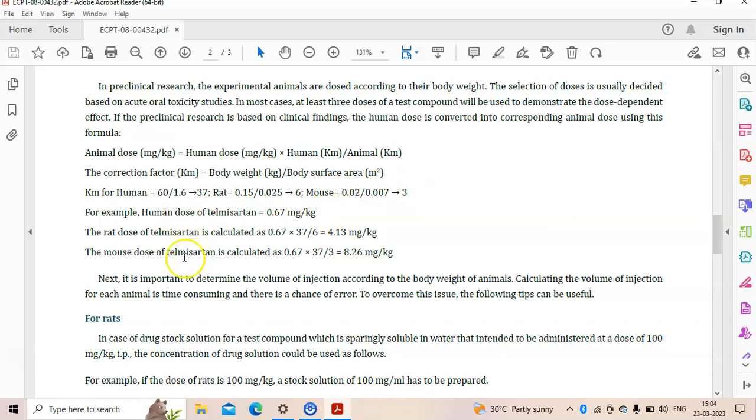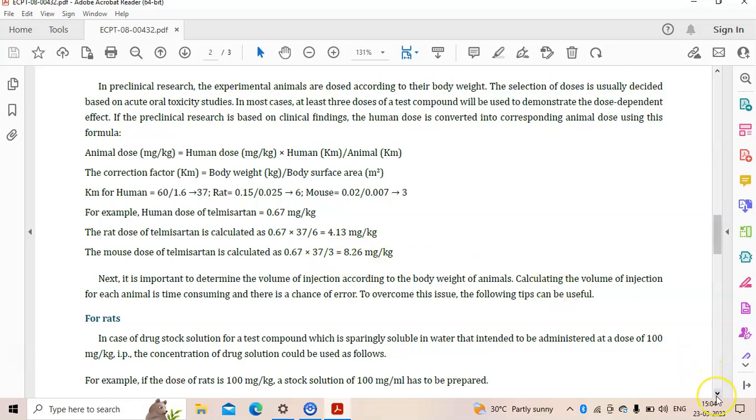So by using this, for example, when we are calculating the dose of telmisartan, the human dose is 0.67 milligram per kg. So the rat dose of telmisartan can be calculated as 0.67 into 37 by 6, that is 4.13 milligram per kg. And for mouse, the same procedure we can use: 0.67 into 37 by 3, that is 8.26 milligram per kg.